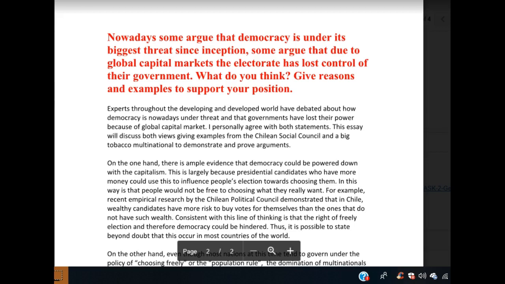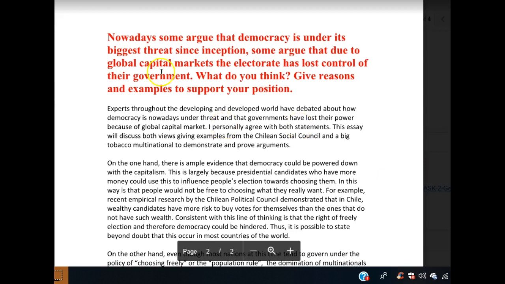So let's go to this. Democracy is under its biggest threat due to global capital markets, and we have no more control. Okay. Experts throughout the developing and developed world have debated about how democracy is nowadays under threat and governments have lost power because of global capital markets, plural.